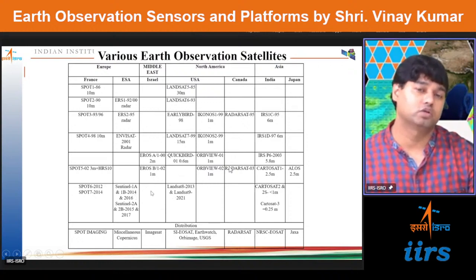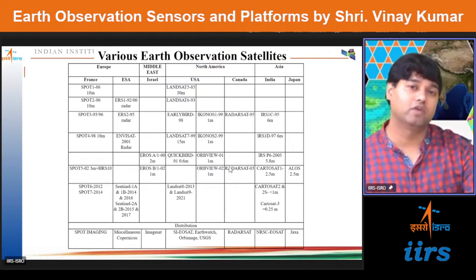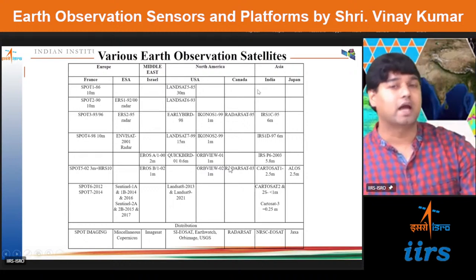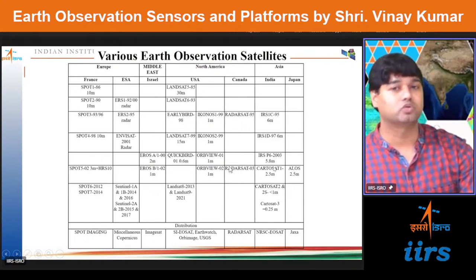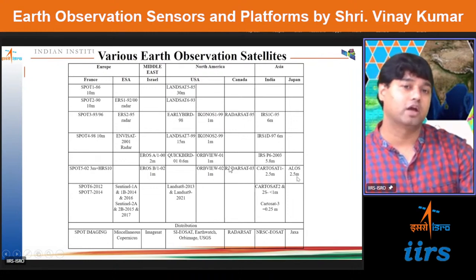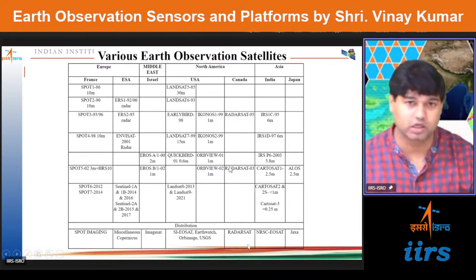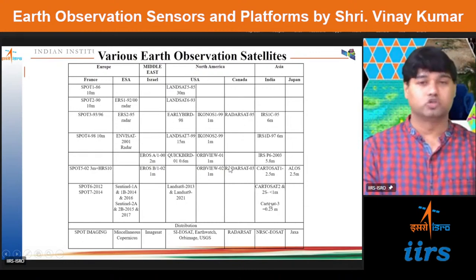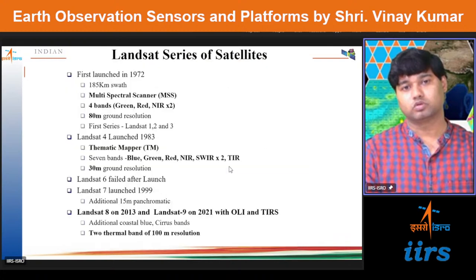From Israel, we have the IIRS series of satellites. From the USA, the Landsat series of satellites. Landsat 9 was recently launched in 2021. Commercial satellites are also there, which provide very high resolution satellite data. Canada was launching the RadarSat series of satellites. From India, we have the Indian Remote Sensing Satellite series and the Cartosat 2 series. And in Japan, we have the ALOS satellite. So these are the agencies taking care of satellite data distribution. In India, we have the National Remote Sensing Center, which takes care of data distribution.